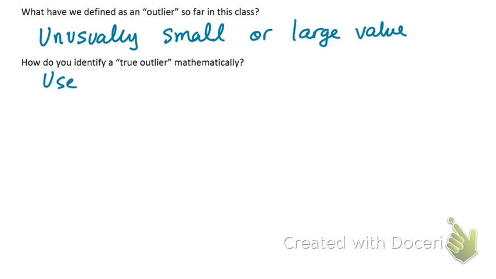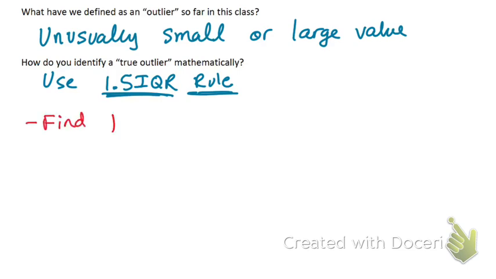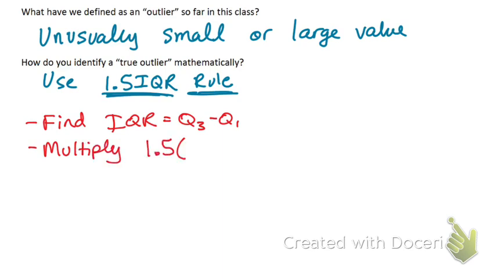We're going to use the 1.5 IQR rule. So, how does it work? First of all, find the IQR. How do you find the IQR? Q3 minus Q1. Perfect. Then multiply 1.5 times the IQR.